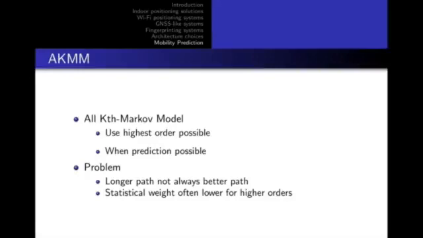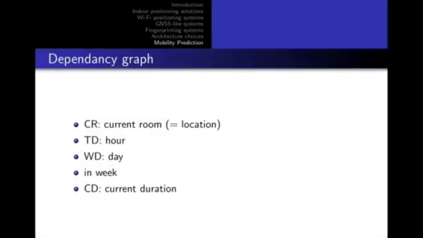The problem is that sometimes the longest paths are not always the best, because they may not have many observations to back their credibility, and therefore the statistical weight of all of the transitions and states for the higher orders will be lower than for the lowest orders. We also can use Bayesian networks, so it's based on dependency graphs. So for mobility prediction, we can use a dependency graph between those measures, so the current location, the time of the day, the day of the week, and the current duration of stay in current location.